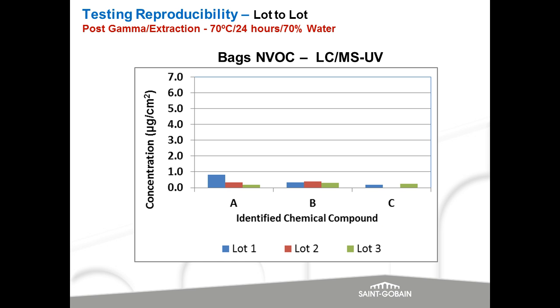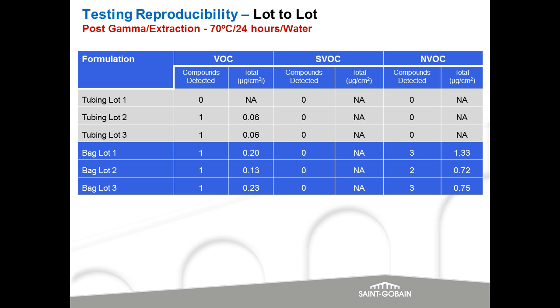Focus in on one of those. The bag NVOCs, again, from chemical compound to chemical compound, very consistent. Again, here we're down at the levels of our quantification and detection, so it's not surprising that we didn't detect repeatedly one of the compounds. Again, if we look at lot to lot, in summary, very consistent results from lot to lot, from VOCs all the way to NVOCs.